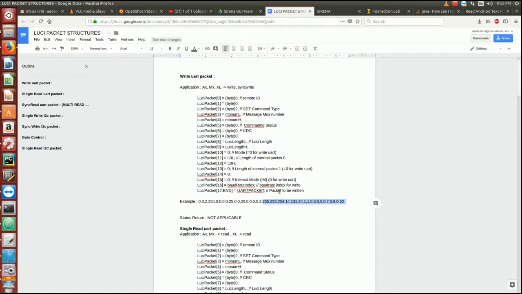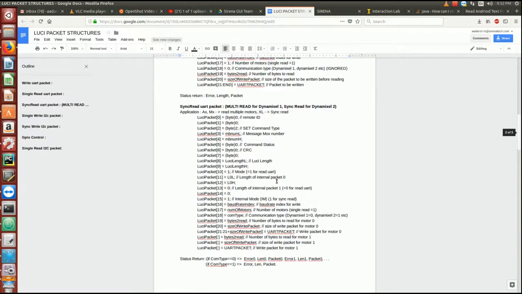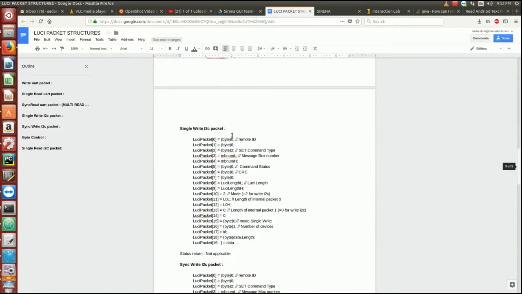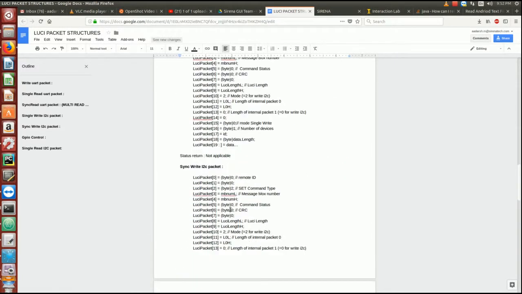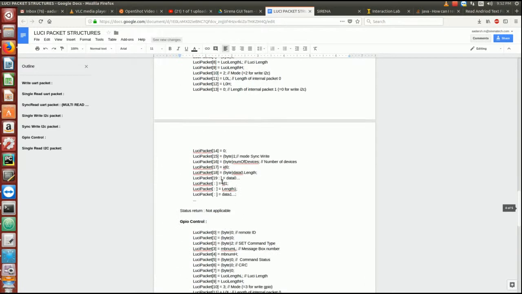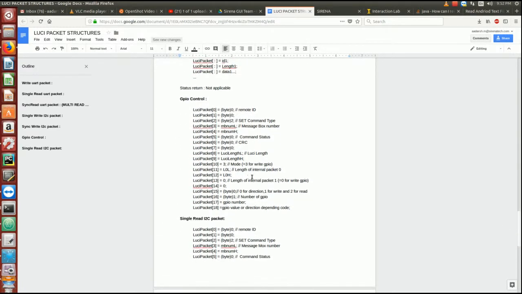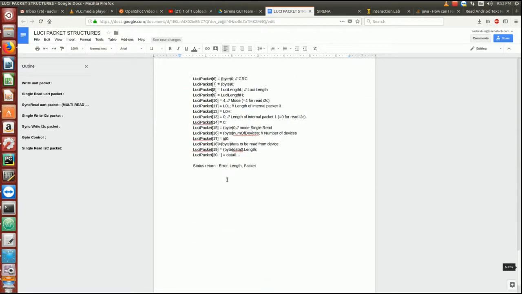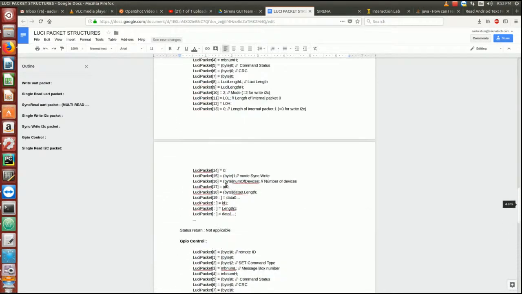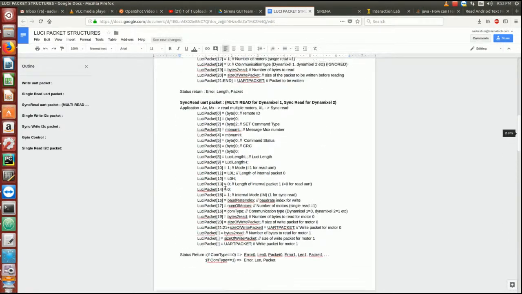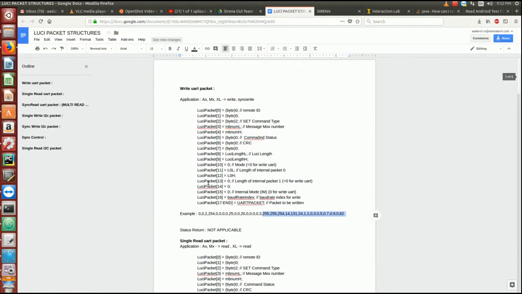In a similar way, we have options to read and sync read and single write I2C packet, sync write I2C packets, GPIO controls, single read I2C packet, etc., etc. We keep expanding our libraries, so this document will make sure that you are in touch with what's happening internally.